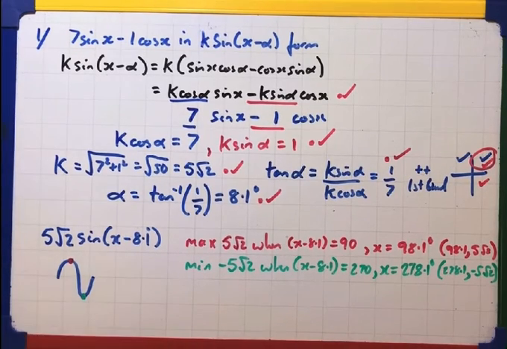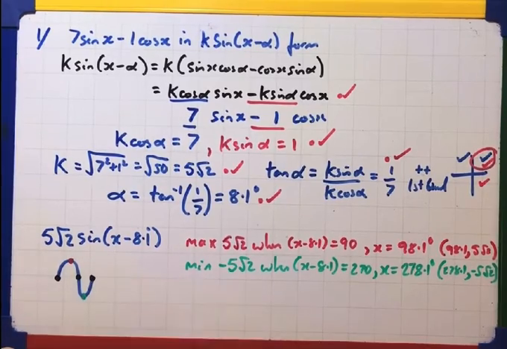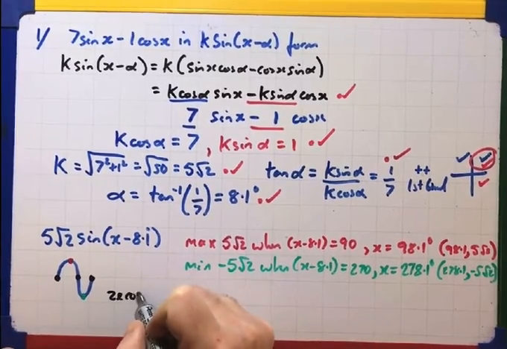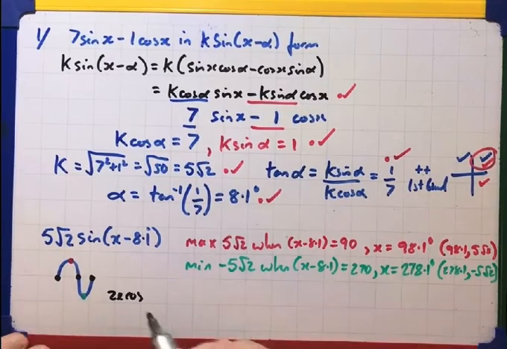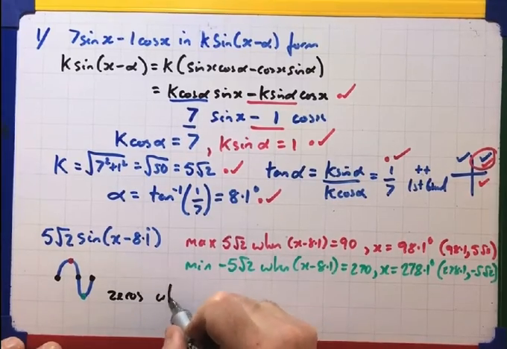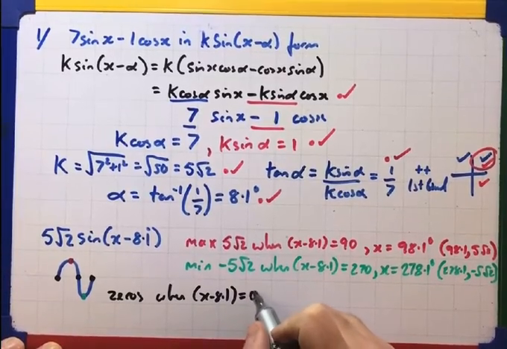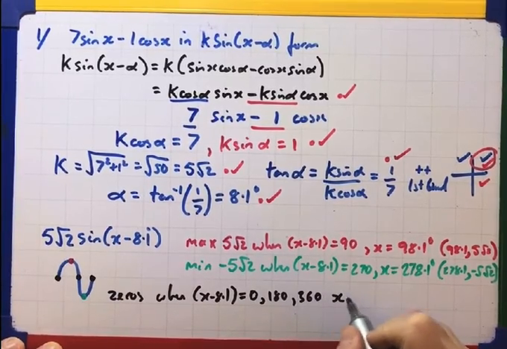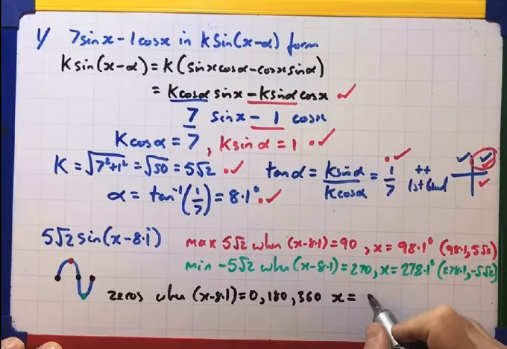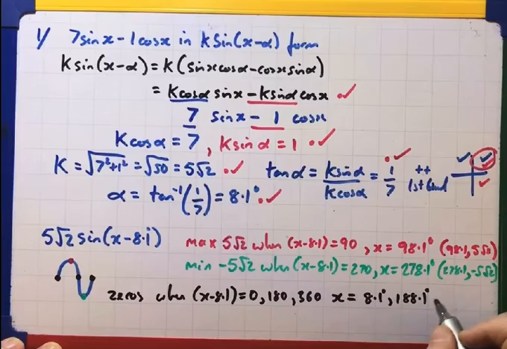Okay, the last bit I'm going to take a bit more space for because we wanted the zeros. Now our zeros are there, there, and there, aren't they? So the zeros. I don't need to write that the zeros are 0, because that's the definition of a zero. But it's when x minus 8.1 equals either 0, 180, or 360. If we work that out, that gives me x equals 8.1, 188.1, these are degrees, or 368.1.